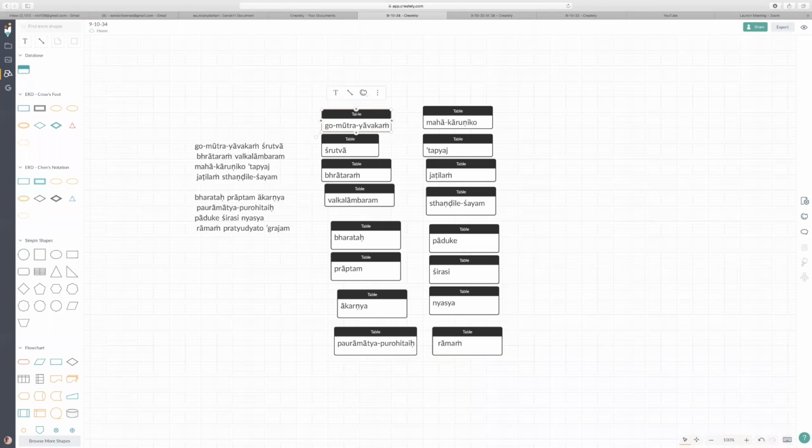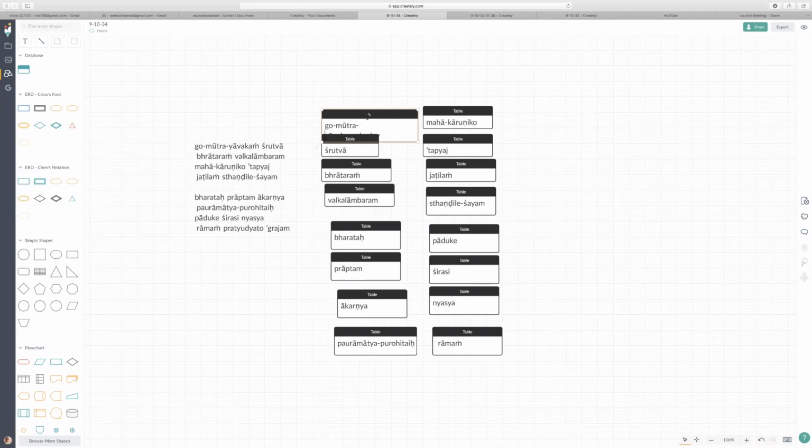It's a compound, and it is a noun. It could be masculine or neuter. If it's masculine, it is second case, singular. Neuter could be both first and second case. So what does Gomutra Yavakam mean? Let's start from the end. Yavakam. What is Yavakam? Barley. So it's a grain.